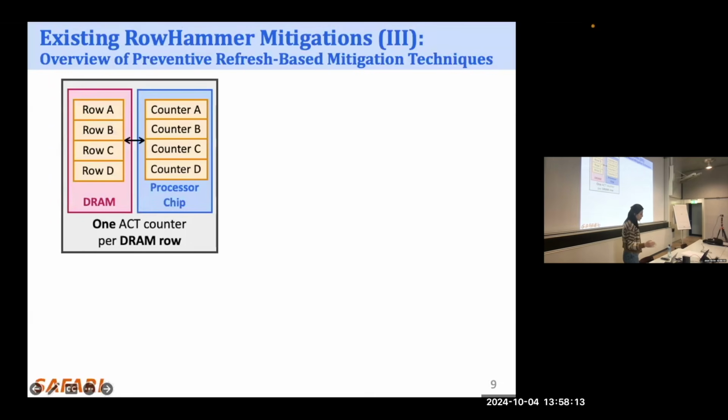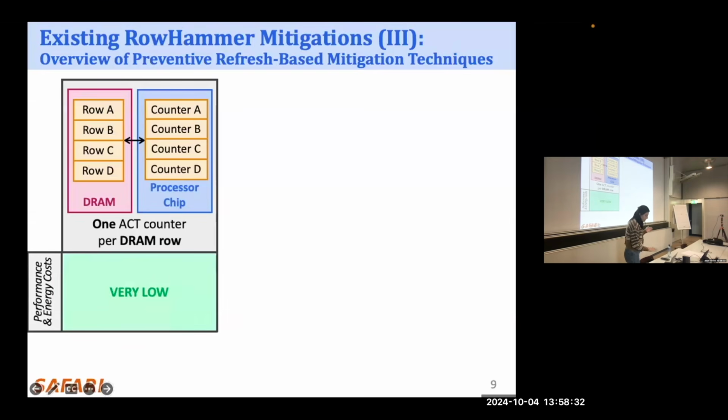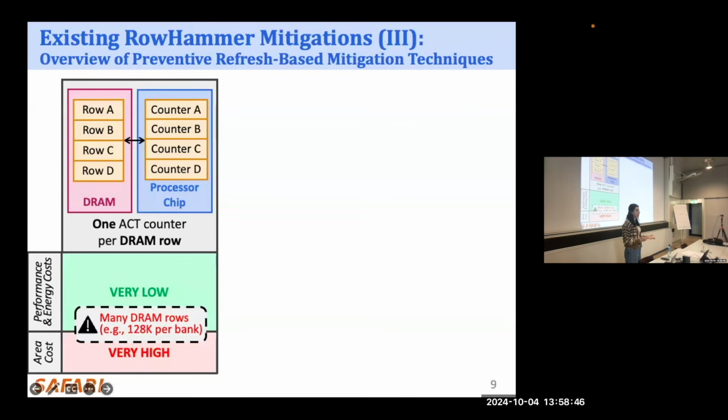So the first approach that comes to mind is to allocate one activation counter per DRAM row. Here each of these DRAM rows has one counter specifically for it, and whenever a row is activated, we increment its counter. So this gives us the perfect tracking mechanism. The mitigations based on this approach have very low performance and energy costs because they can do preventive refreshes only when it is absolutely necessary. But as you can imagine, the area costs get very high because we have many DRAM rows in today's DRAM devices. So we need to store a lot of data just to track these activation counts.